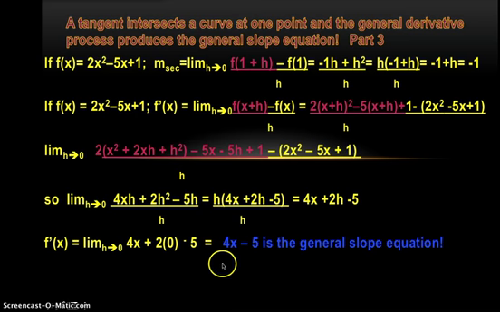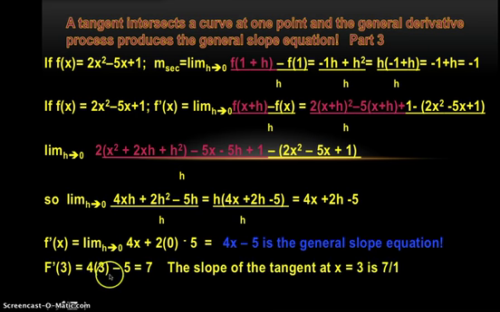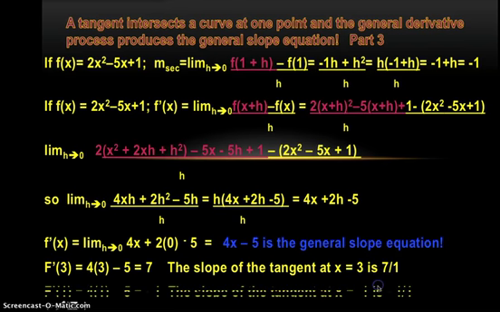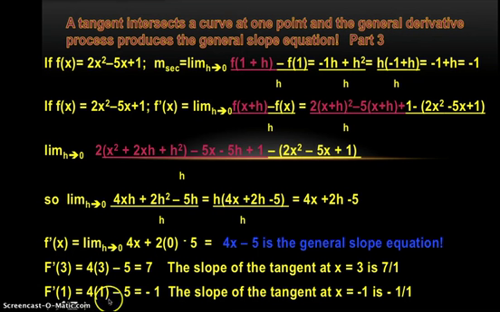So if I want to know the slope at any point on the parabola, I can substitute in, say, x equals 3. I can plug it into the general equation here for x and get 7. So that means the slope of the tangent at x equals 3 is 7 over 1. I could do that with x equals 1. So the slope would be -1.